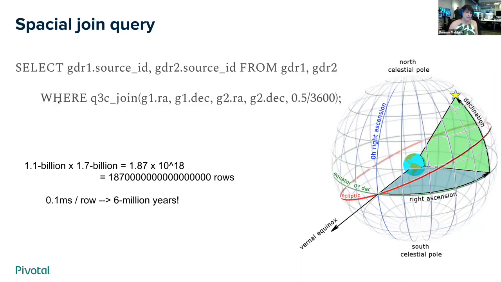This Q3C join just returns true or false, and then you can use it in a where clause to select. If you did this naively without any optimization, you'd expect it would have to run this Q3C join function, which is a fairly complex function that has to traverse a quad tree, which I'll explain in a minute. It has to run that on every row in the product of those two tables, so basically like 1.9 times 10 to the 18th rows, which is going to take you millions of years, even if it's doing each row fairly quickly.